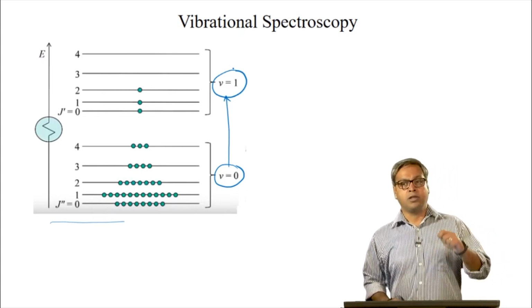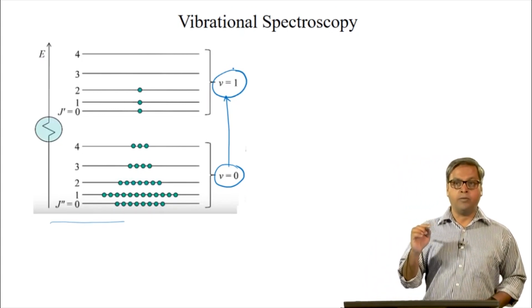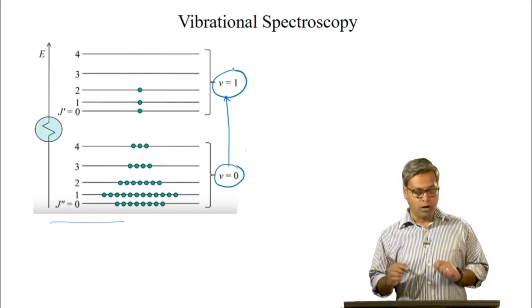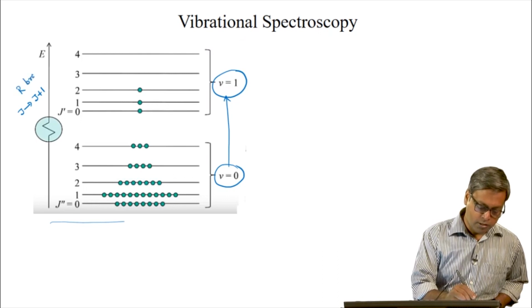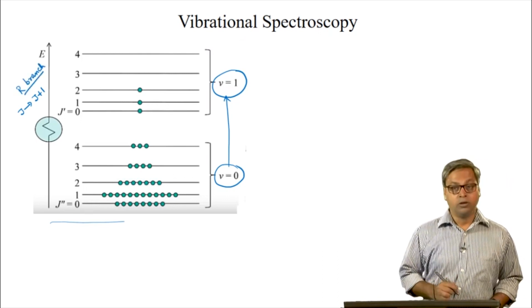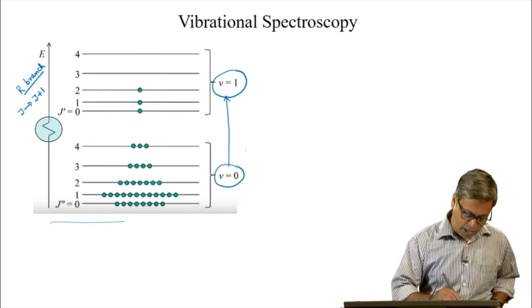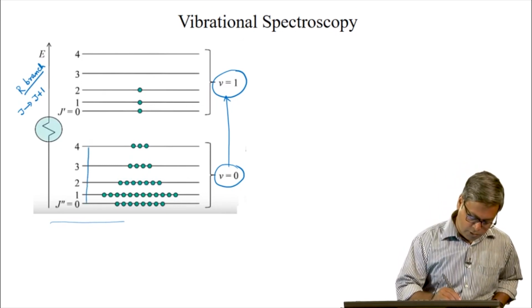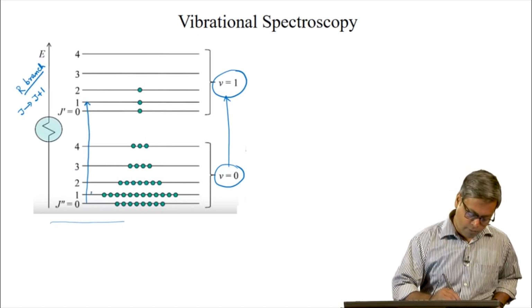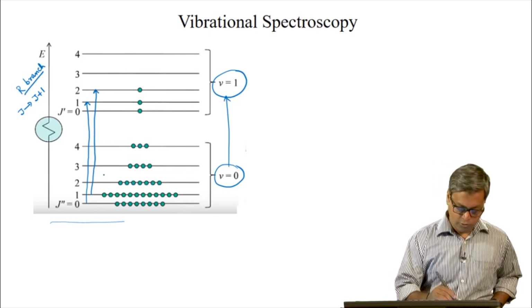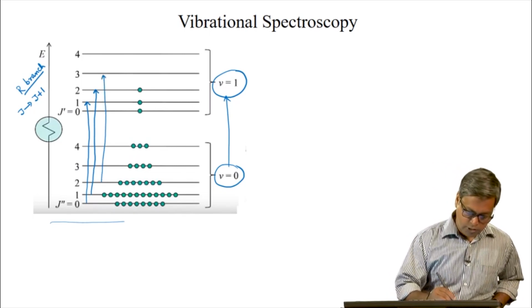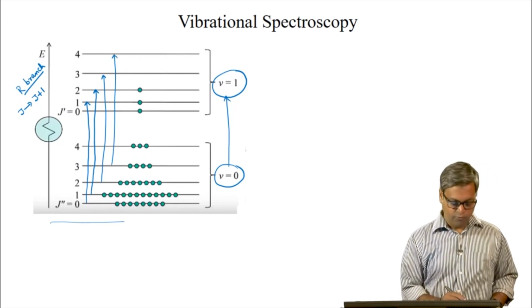So, let us draw the R branches. For the R branches, J increases by 1. So, the transition is from J to J plus 1. This is for the R branch. We can draw the transitions from v equals 0, J equals 0 to v equals 1, J equals 1, from v equals 0, J equals 1 to v equals 1, J equals 2, from 2 to 3 and from 3 to 4.